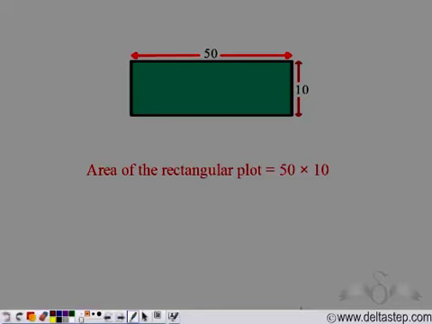There is a gardener who wishes to have a very beautiful and colorful garden. So, he wants to calculate the areas of different plots of land in his garden for planting different types of flowering plants. So, he comes across this plot of land. It has length 50 units and breadth 10 units. So, what is the area of this plot? The area of this rectangular plot is length into breadth, which is 50 into 10, that is 500 units.